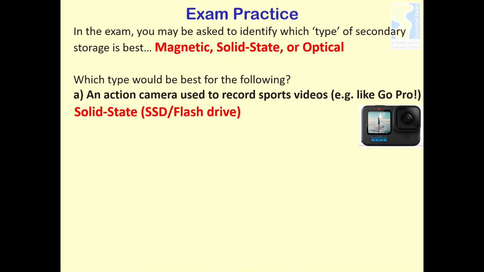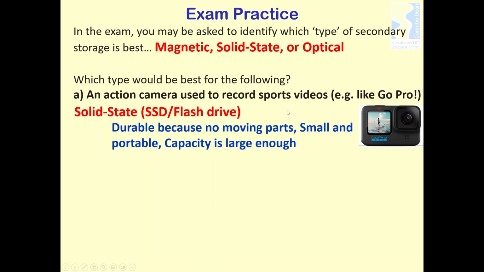Well, an action camera would be moving, so solid state or SD flash would be better, where you do not have moving parts. Also, the size of a solid state would be better as well. It fits in the camera and it's not going to be fragile like a hard disk drive would be. Durable, no moving parts, small and portable, and the capacity is large enough for taking video and photos as well.